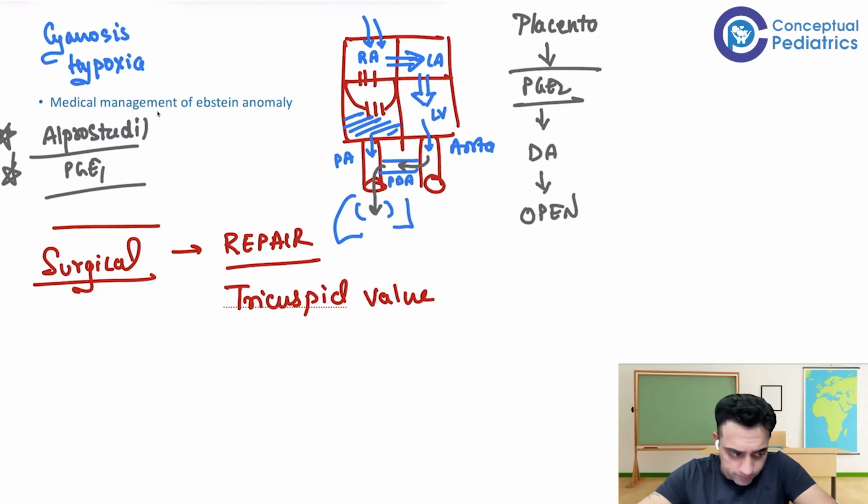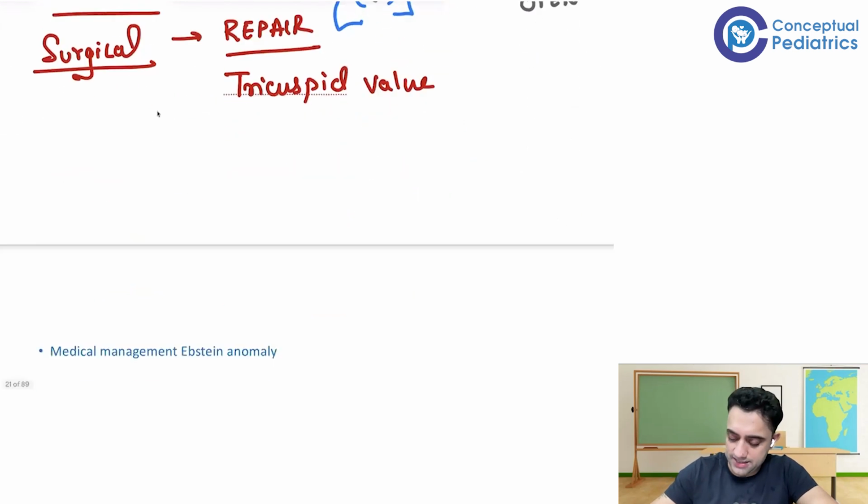Did you understand? I'll repeat again. In this condition, very importantly, alprostadil as a medical management I would like to give so that the PDA remains open, so that the blood from the right atrium goes to the left atrium, then the left ventricle, then the aorta, and then the PDA, and then to the lungs. So these are the important points you should know for exam purposes.